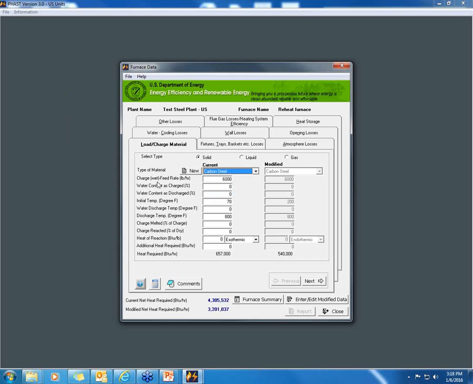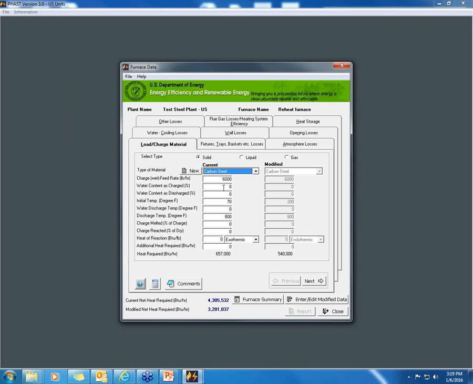So carbon steel, and then we are asking for charge feed rate, pounds per hour. In most cases, for whatever furnace we will be dealing with at Southville plant, we will get this information. Production, maybe annual production data, or monthly production data, or if we are lucky, we may get pounds per hour data also. So we just enter that. In this case, it's 6,000 pounds per hour carbon steel.